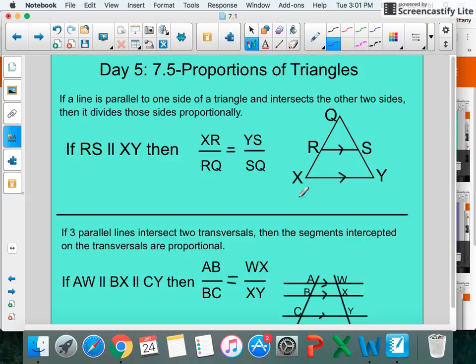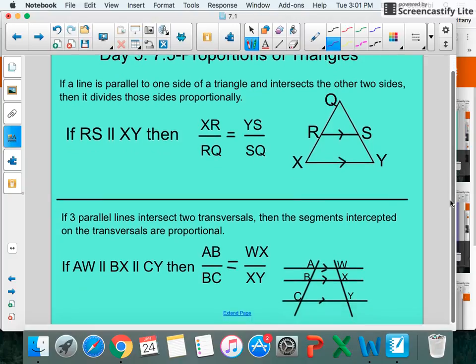So our last section in this unit is section 7.5, which is proportions of triangles. So we just have two little theorems here we're going to go over. If we look at the first one, you're given these triangles. We've seen this type of triangle before, where there's a triangle inside a triangle. The only difference now is we can say that RS is parallel to XY.